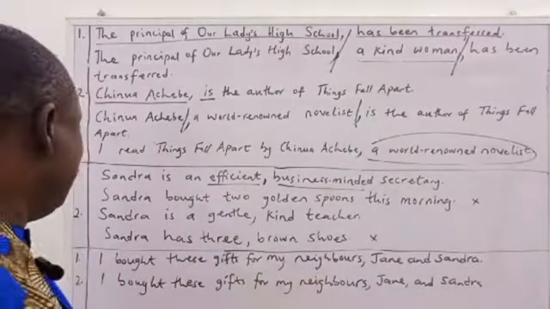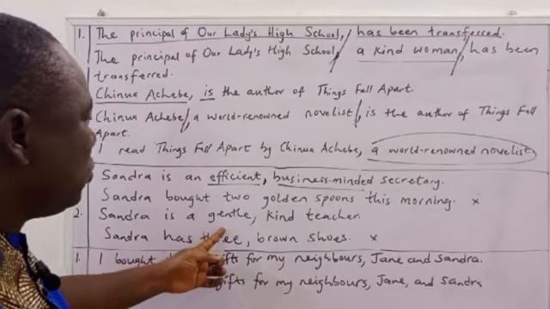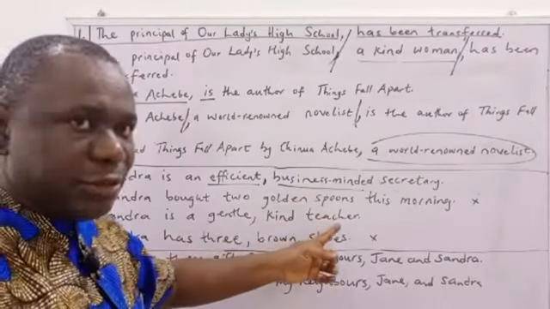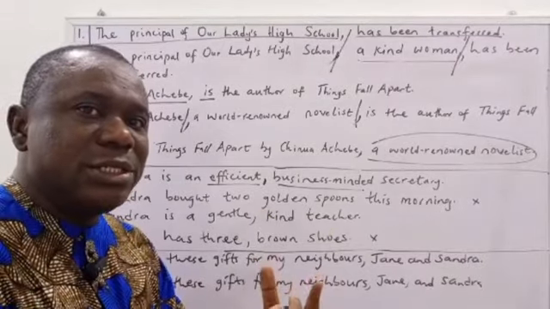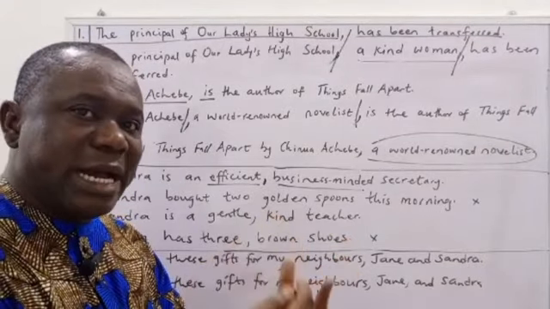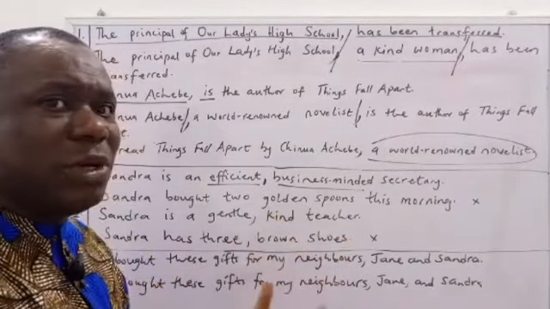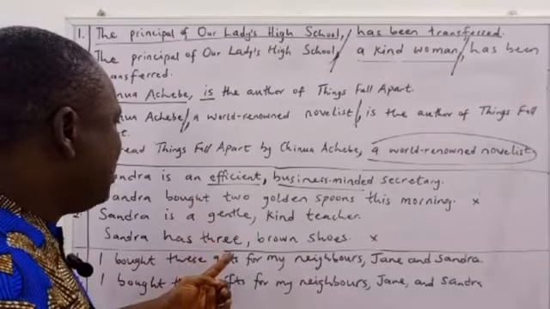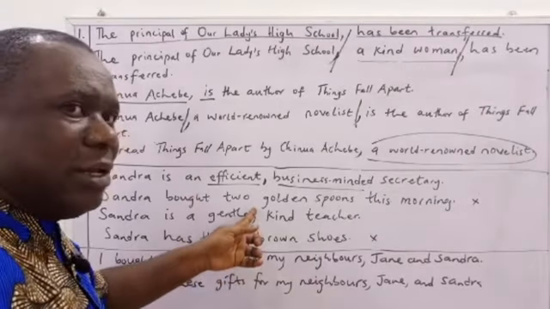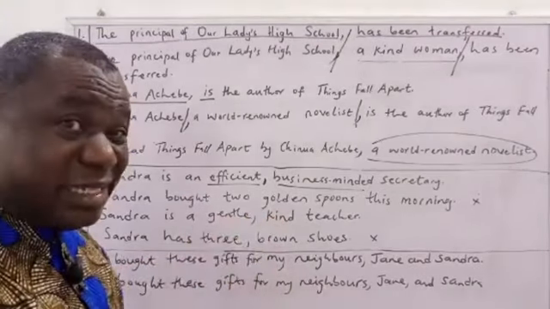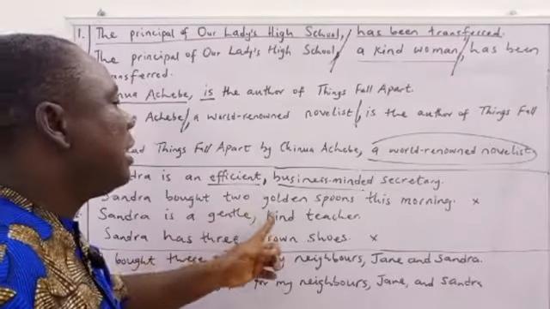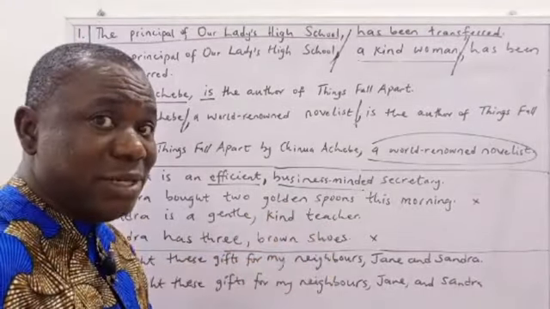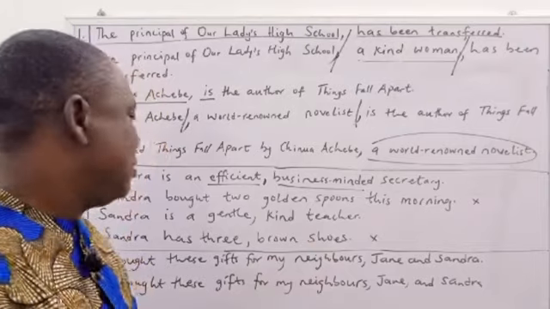Let's look at another example. Sandra is a gentle, kind teacher. Gentle, kind are coordinate adjectives. Why are they coordinate adjectives? One of the tests is to put and here. If you put and here, will the sentence make sense? Sandra is a gentle and kind teacher. Does that make sense? Yes, it does.